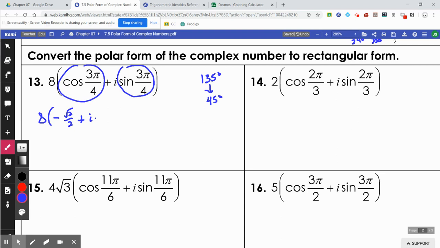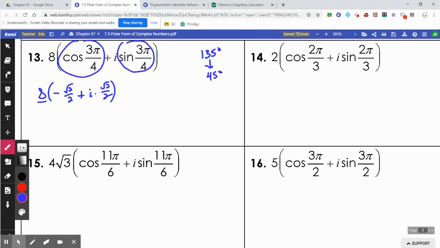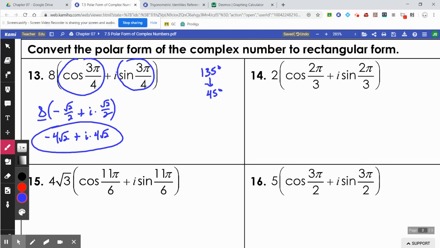The reference angle is going to be 45 degrees, so the cosine of 45, root 2 over 2, plus I times the sine of 135, sine in second quadrant is positive. The reference angle is 45, sine of 45 is root 2 over 2. So now just distribute 8 times negative root 2 over 2. You're going to get negative 4 root 2 because the 2 and 8 cancel. Plus I times 8 times root 2 over 2. The 8 and 2 cancel and leave you with 4 root 2. And that's it. So negative 4 root 2 plus I times 4 root 2. And here you could write that as 4I root 2. I just don't like you to write it as 4 root 2I, because a lot of times the I will get trapped up under that square root symbol and it doesn't look right. So either one of those would be fine.